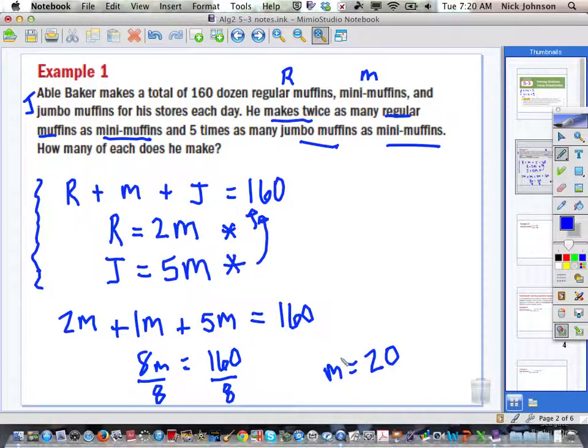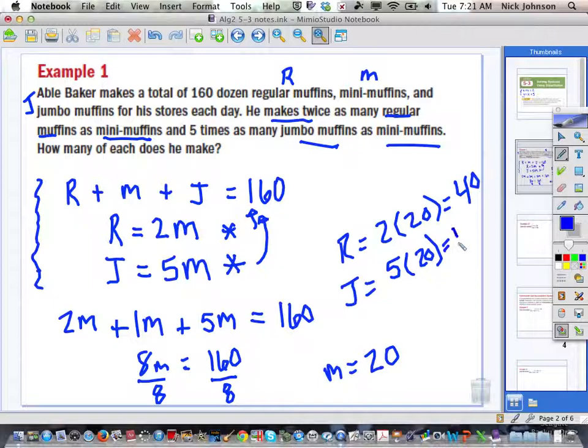So now that I know M is 20, I know I made 20 dozen mini muffins. How many regular muffins did I make? Well, 2 times M. What's M? 20. So I make 40 regular. And how many of the jumbo? 5 times 20, which is 100. Now, if I add all these up, they had better equal 160, otherwise I did something totally wrong. Well, 40 plus 100 is 140, plus 20 is 160. So, we did this correct.